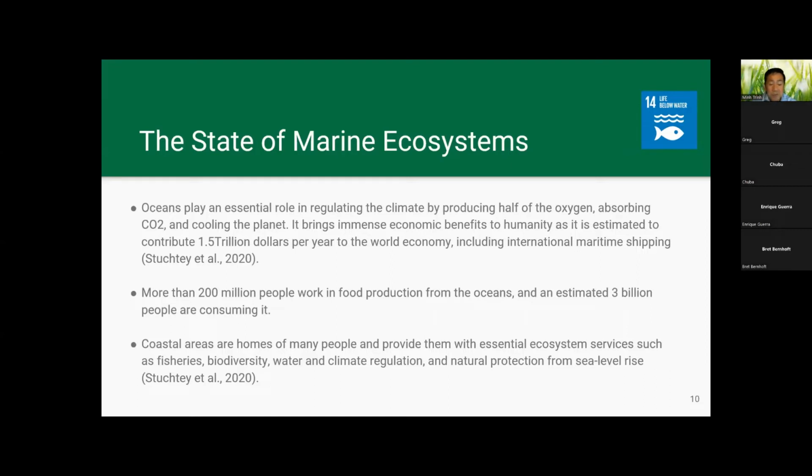More than 200 million people work directly in food production from the oceans, and an estimated 3 billion people are consuming it. Coastal areas are homes of many people and provide them with essential ecosystem services, such as fisheries, biodiversity, water and climate regulation, and natural protection from sea level rise.